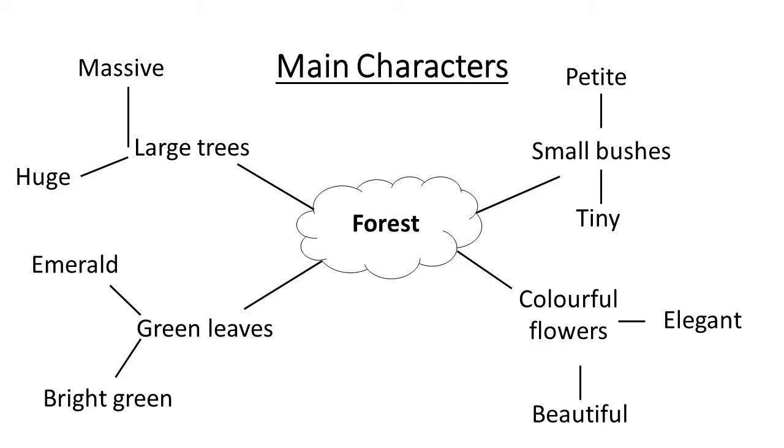As you may notice, we've taken the adjectives and added different synonyms for each one. Remember, a synonym is a word that means the same or nearly the same as the other word. For example, we had large trees. You could change the word large to massive or huge. Green leaves could be changed to emerald green or bright green. Small bushes could be changed to petite or tiny bushes. And colourful flowers could be changed to elegant or beautiful flowers.